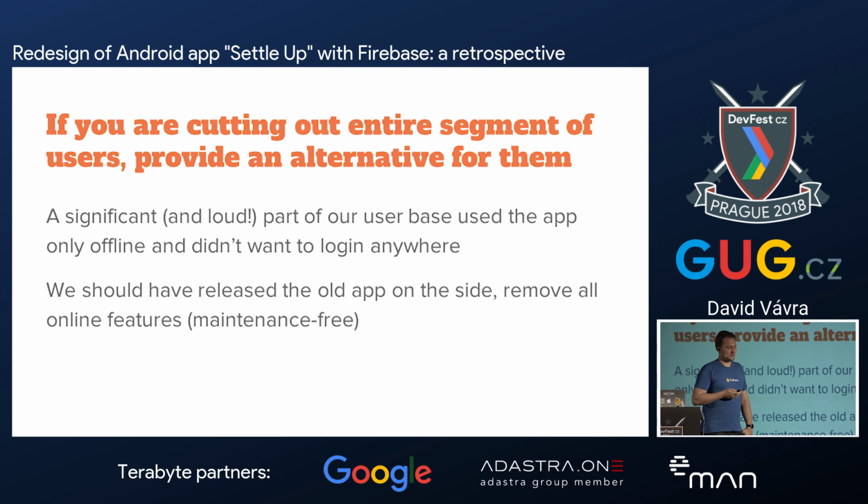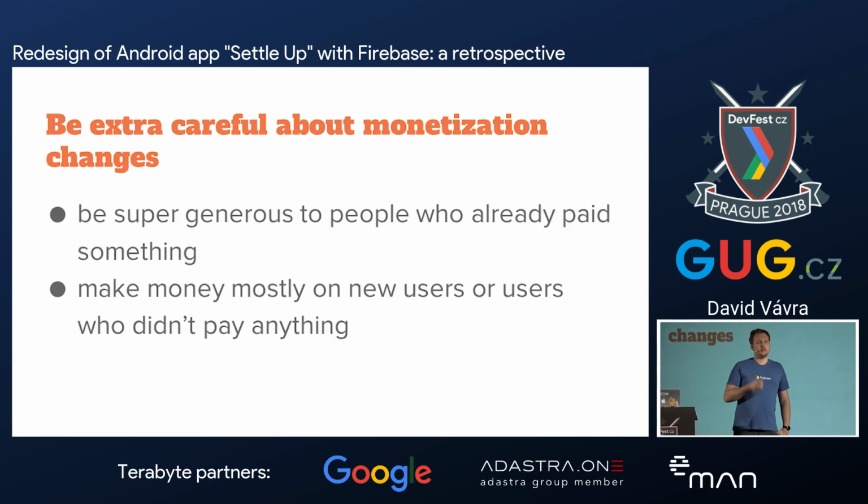So it still works. And please be extra careful with monetization changes. It's really sensitive. People get really annoyed about changing monetization, especially if they paid for something. So be super generous to people who already paid you something. Even if it's just $2, be super generous. Explain to them that they have this because they already paid.